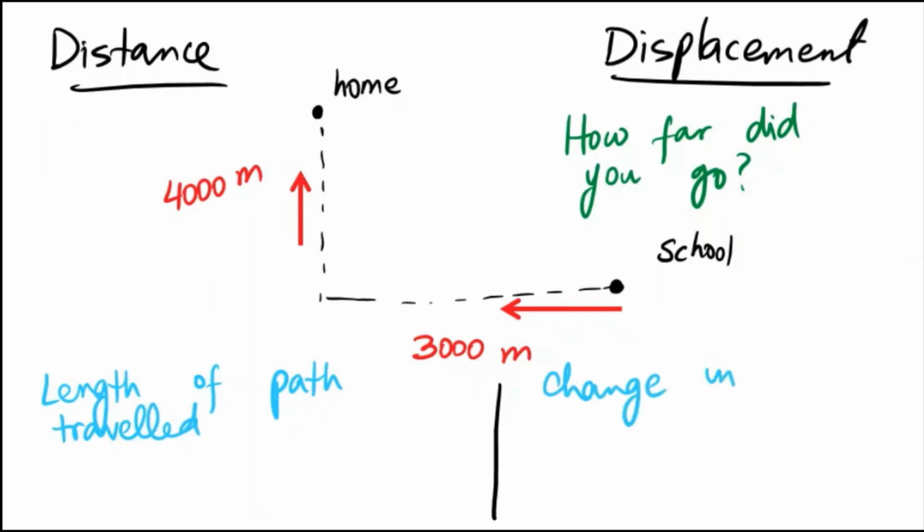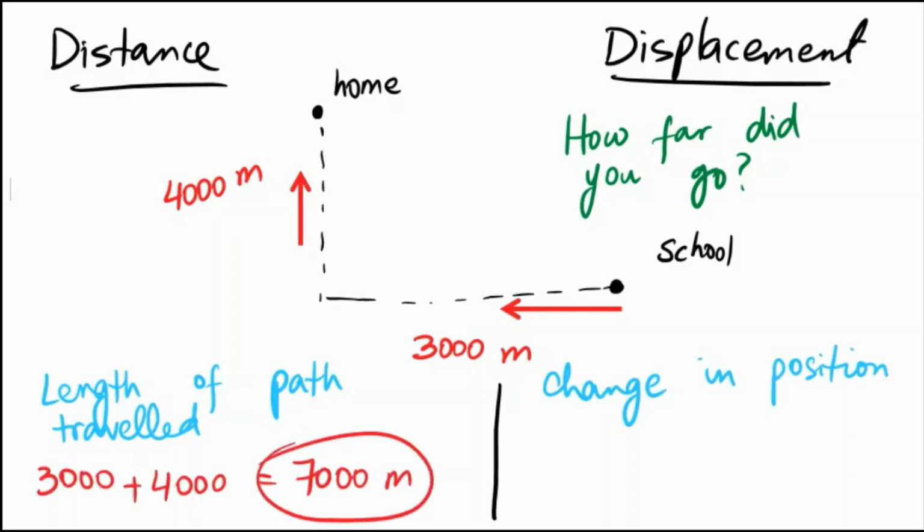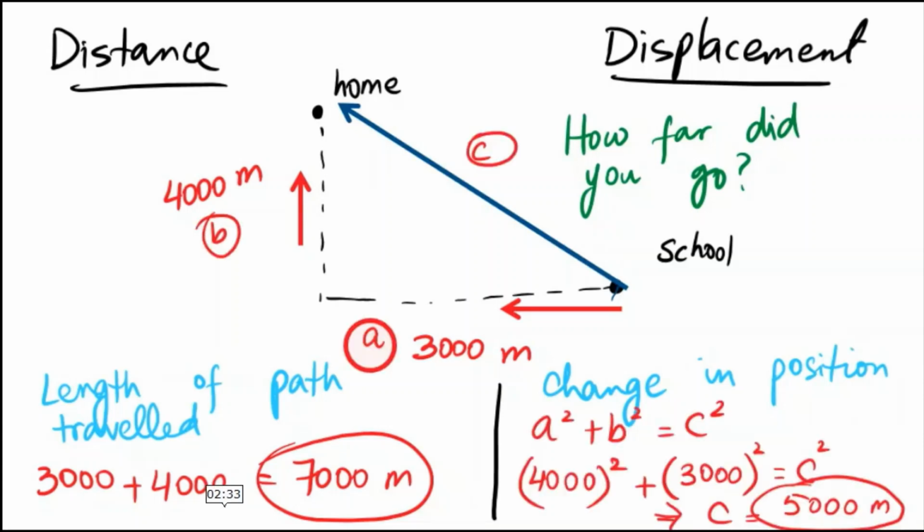And displacement is the change in position. The distance is adding 3,000 and 4,000, that's 7,000 meters. From the school to the home, in order to figure out the displacement or the change in position, we need to find that side of the triangle.